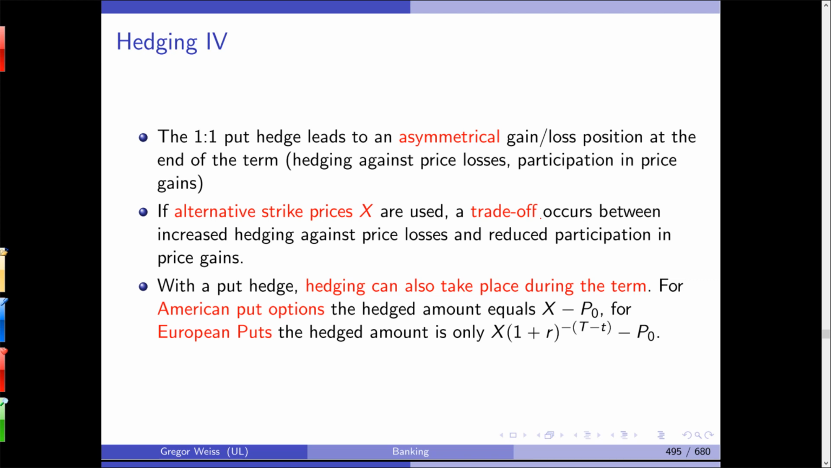If alternative strike prices, X, are used, you have a trade-off between increased hedging against price losses and participation in gains. And as you can see, with a put hedge, you can also use an American option instead of a European option. Again, an American option is an option that can be exercised at any point in time, whereas a European option can only be exercised at the very end.